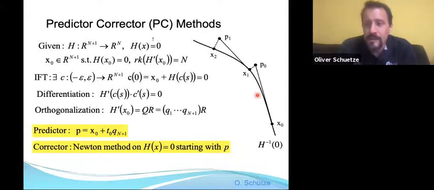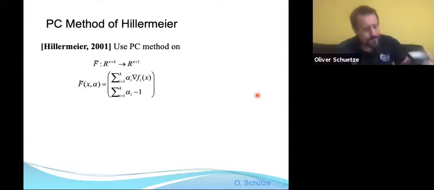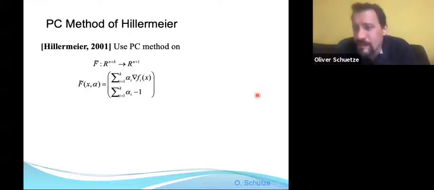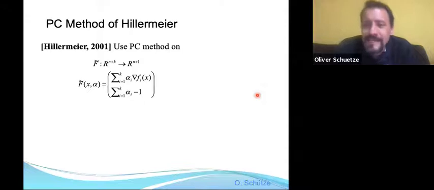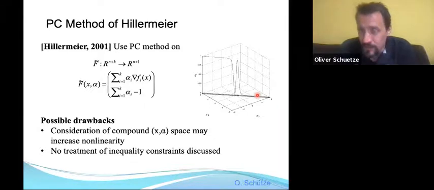And this is already 50 years old. I didn't invent this, right? It was before my time. And even 20 years ago, there was a seminal work of Hillermeier who said, well, now it sounds a bit too easy, but basically he said, let's use predictor corrector and use the Karush-Kuhn-Tucker equations. So that's what he did. That is a good method, widely used, but it has 2 disadvantages.